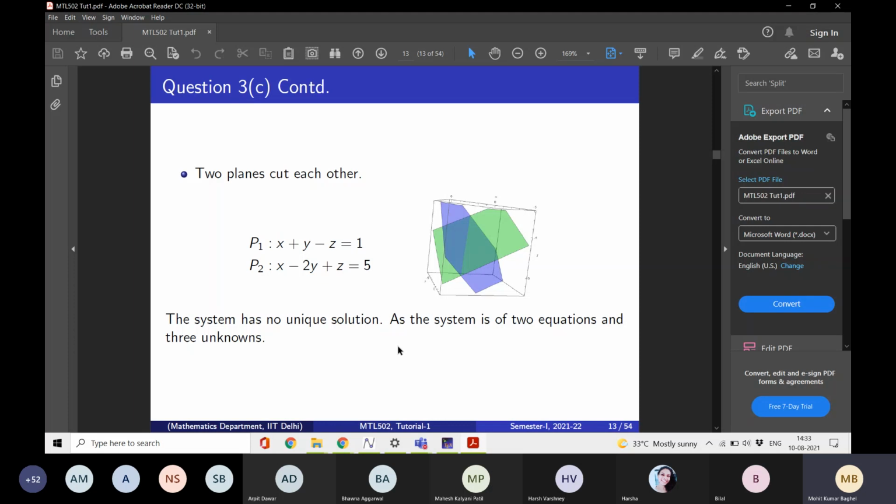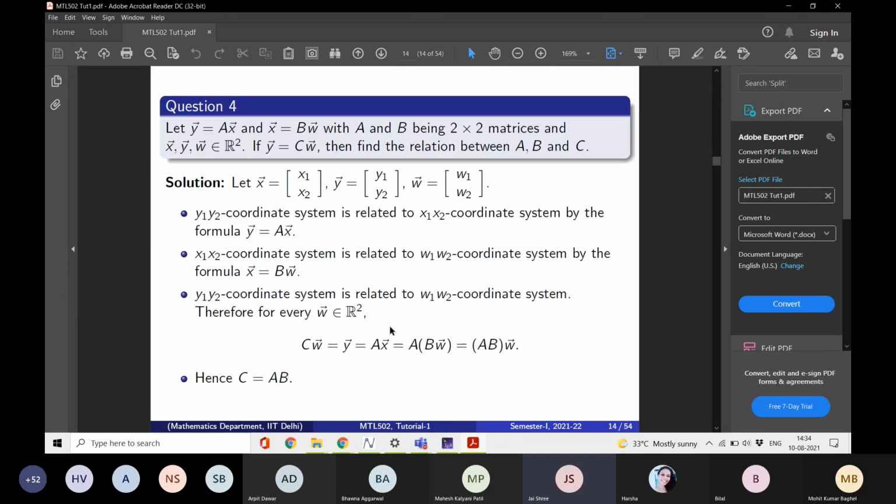So how have you done that? Sir, I pre-multiplied the second equation by matrix A. The second equation means x equals bw. Then we get Ax equals ABw, and Ax equals y, and the value of y is given as cw. Then by comparing the corresponding matrices, we get AB equals C.